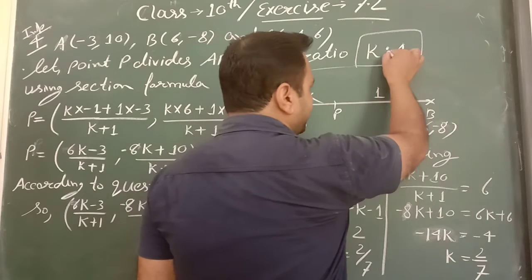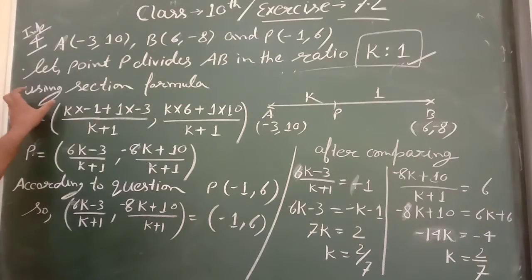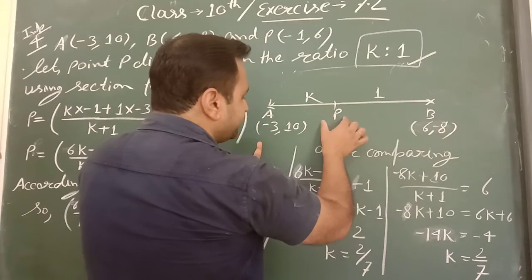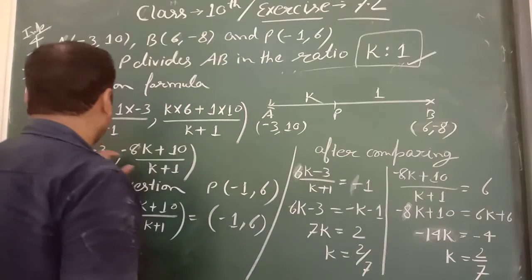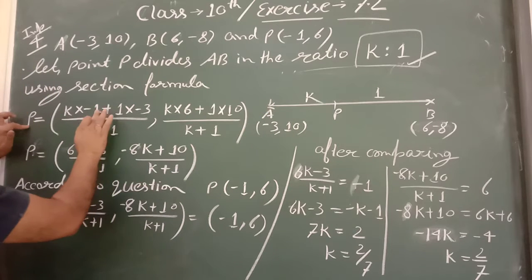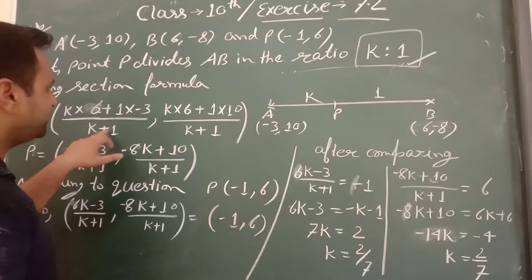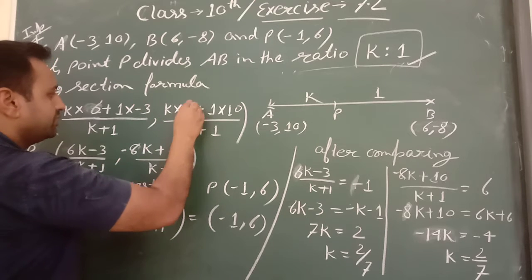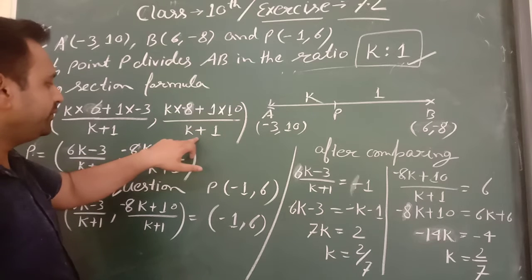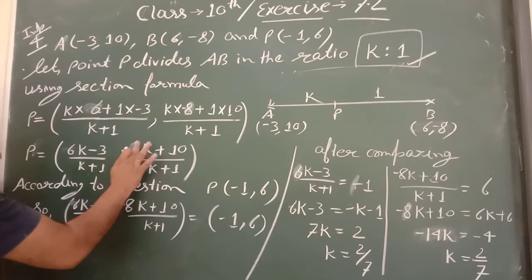If you have to find a ratio anywhere, what ratio will you always let? K/1. Now we draw a figure with point A and point B, and point P divides AB in the ratio K/1. Using the section formula: K multiply 6 plus 1 multiply -3 upon K plus 1, comma K multiply -8 plus 1 multiply 10 upon K plus 1. That is (6K minus 3) upon (K plus 1), comma (-8K plus 10) upon (K plus 1).